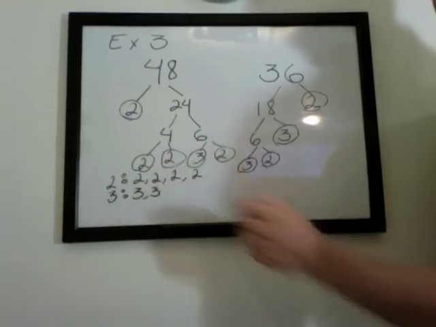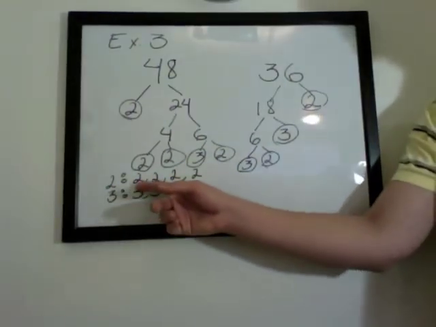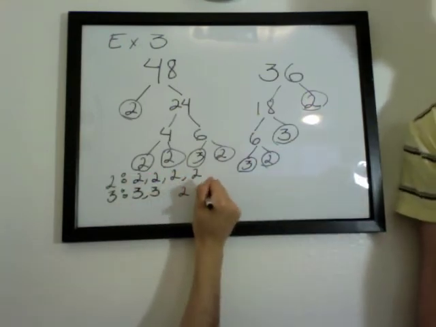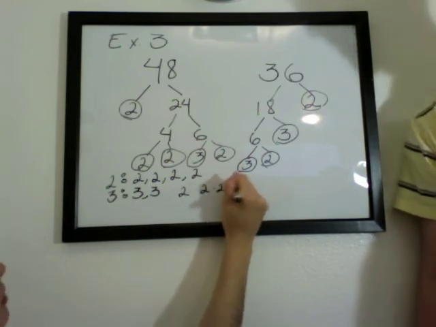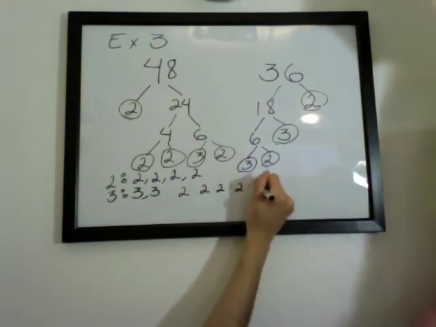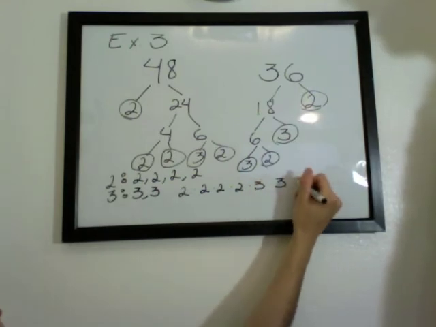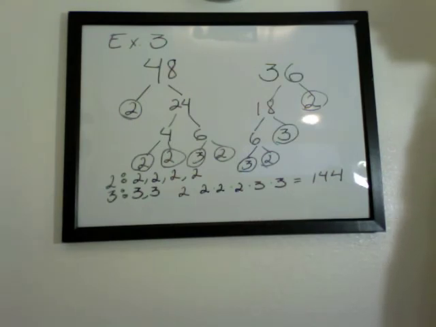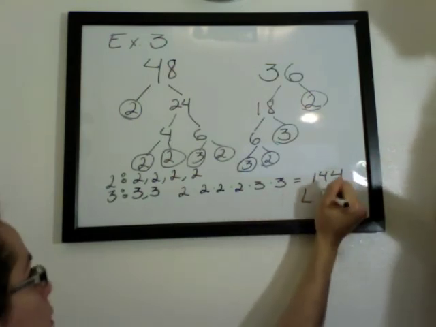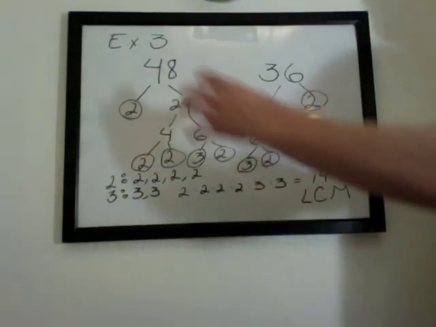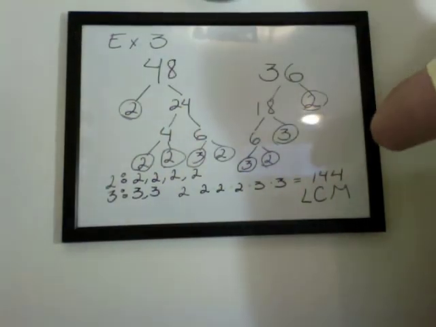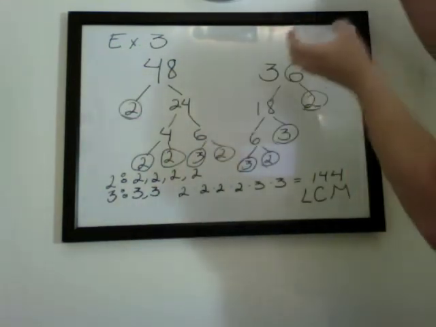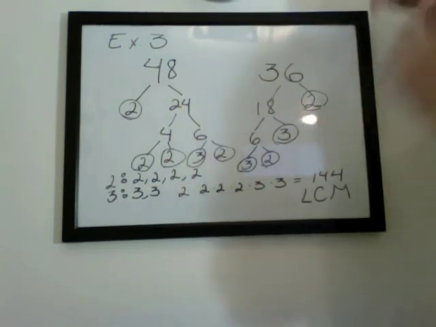Okay, now we're going to multiply. We're going to multiply these numbers together. So 2 times 2 times 2 times 2 times 3 times 3. If you multiply that all together, you should get 144. That's pretty cool. And that is the least common multiple for these two numbers. So if you took multiples of 48, you make a whole list of that. You take the whole list of 36, you make a whole list of that. And then you look at the common multiples they each have. The lowest one will be 144.